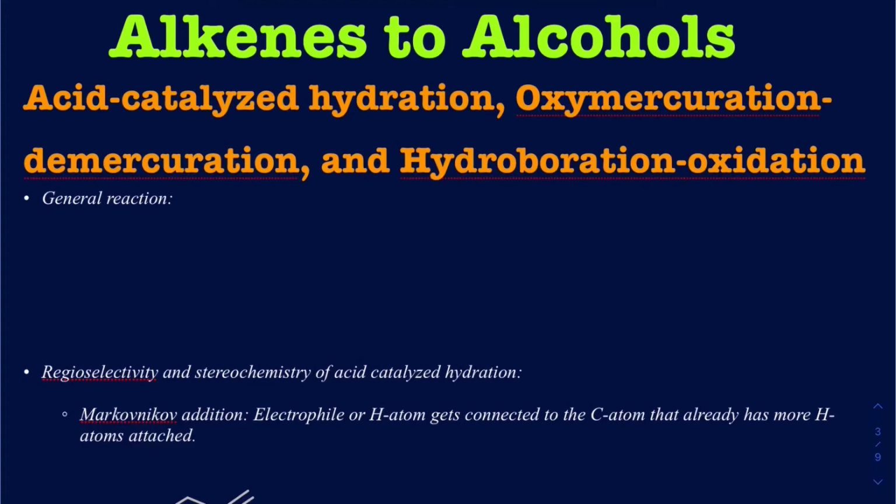Hello everyone, in this video we're going to be talking about some of the common ways of converting alkenes to alcohols. Three methods that we're going to be using here are acid-catalyzed hydration, oxymercuration-demercuration, and hydroboration-oxidation. It's extremely important to know the difference between those three.